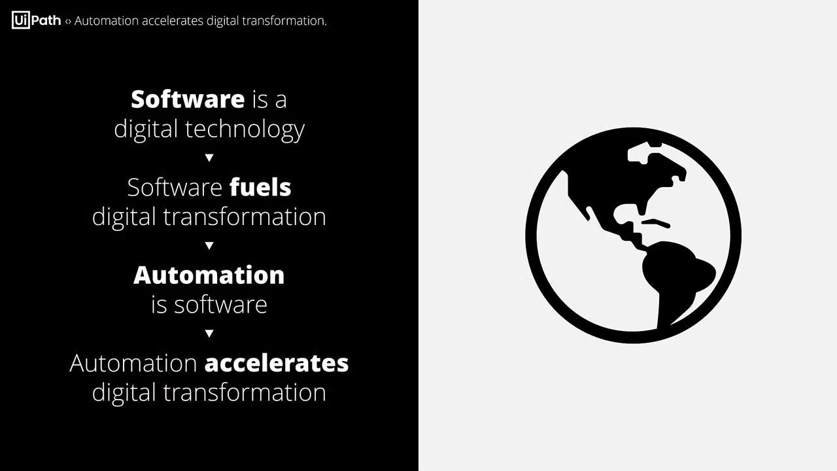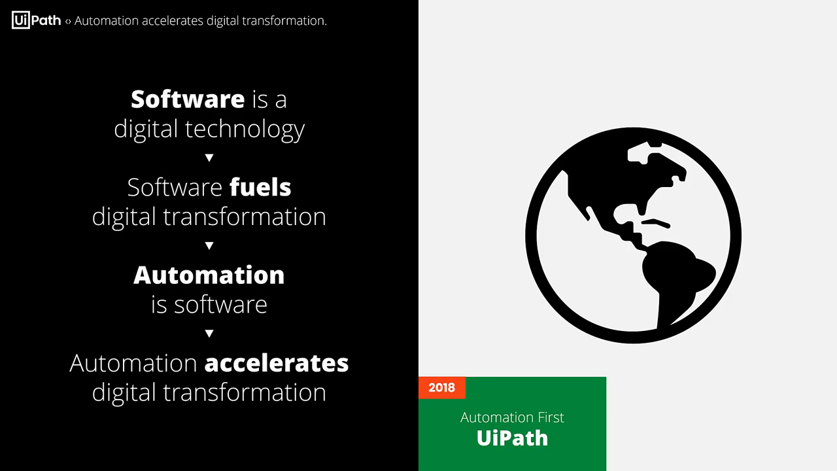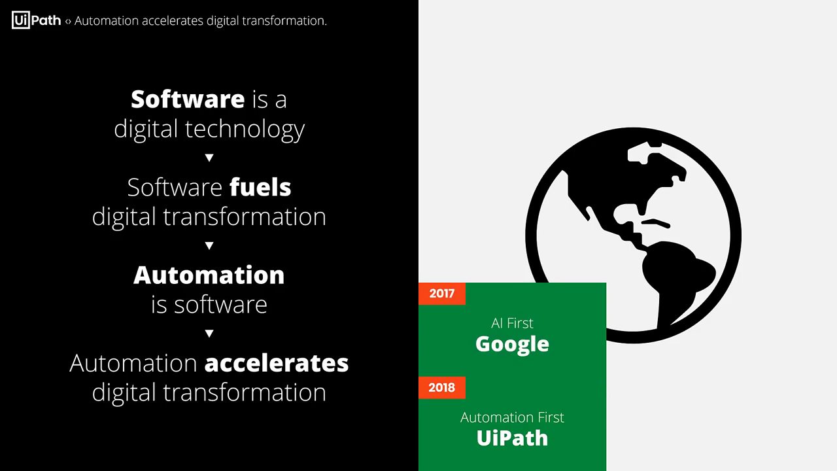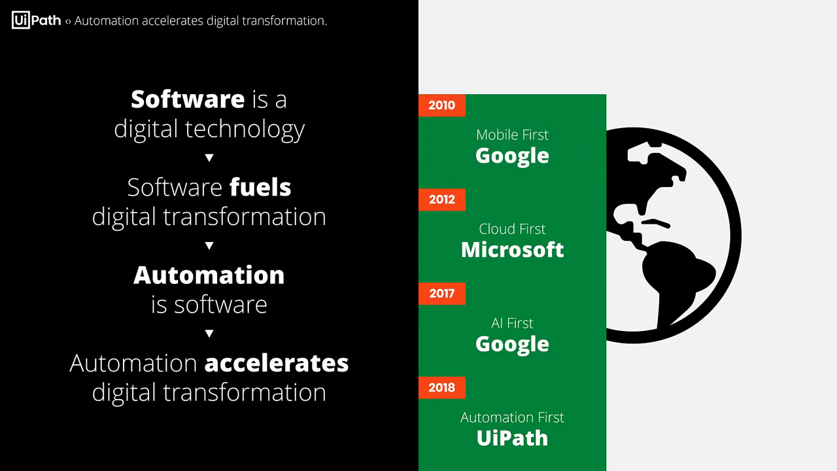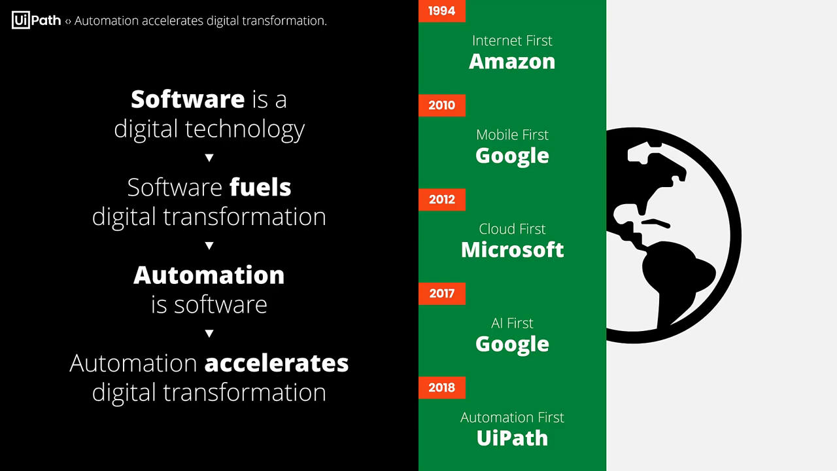And this is just one of many reasons why UiPath coined the term automation first back in 2018, just as Google came up with AI first in 2017, Microsoft with cloud first in 2012, Google again with mobile first in 2010, and Amazon with internet first in the 90s. So now let's see how to accelerate digital transformation through automation.